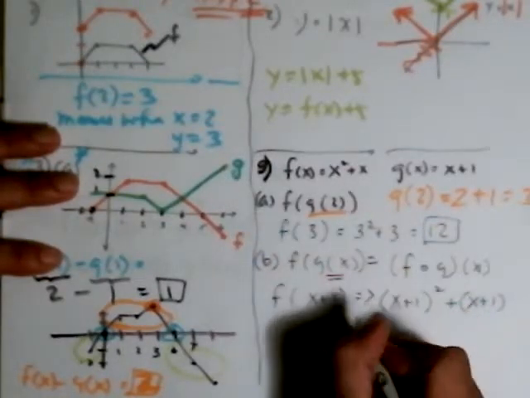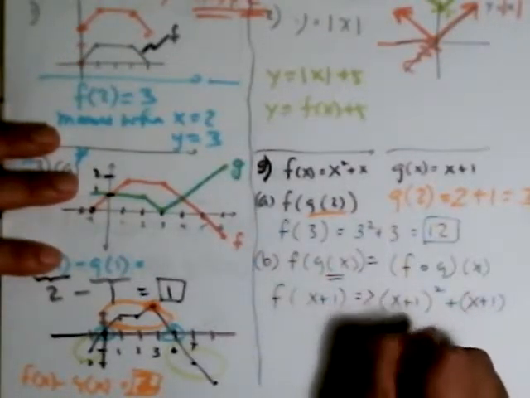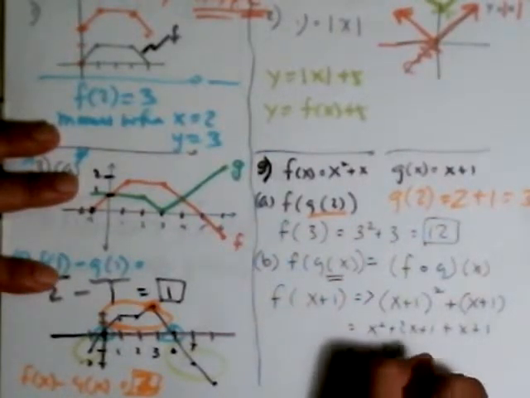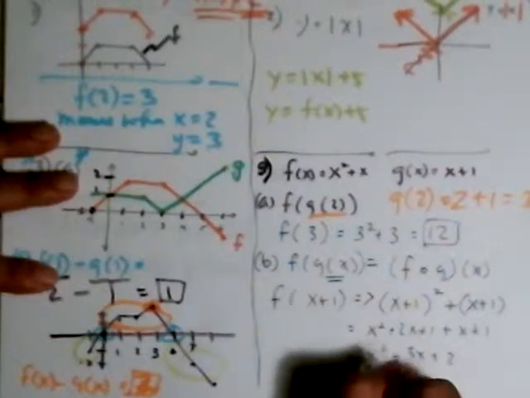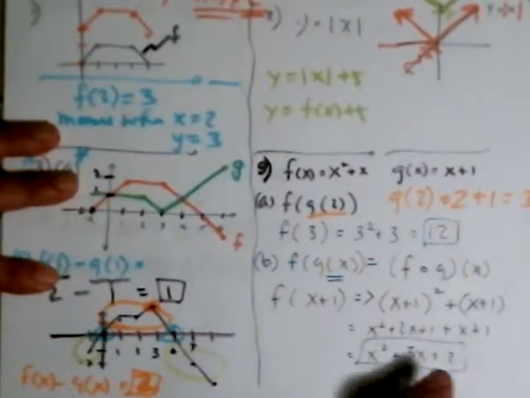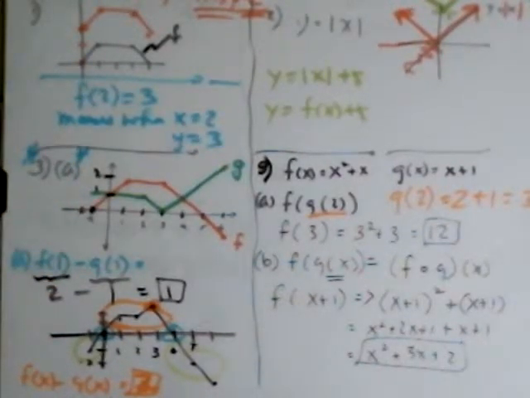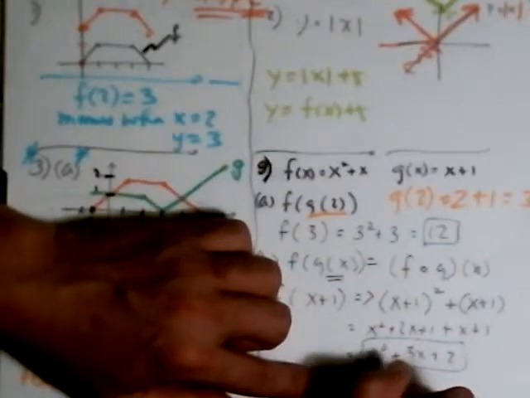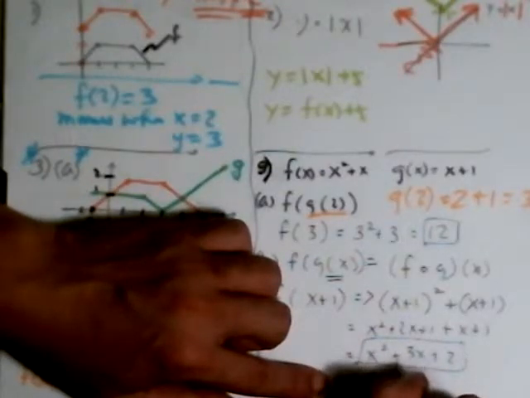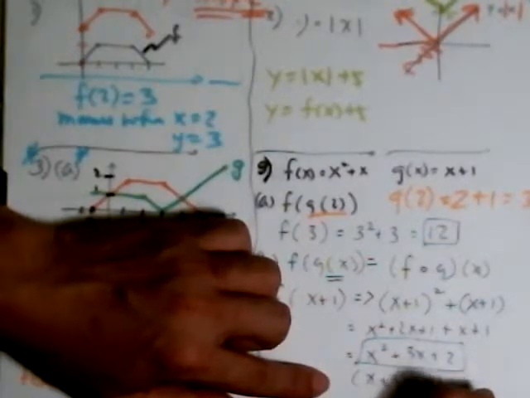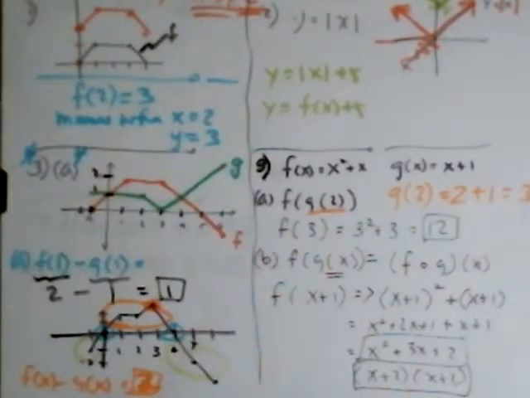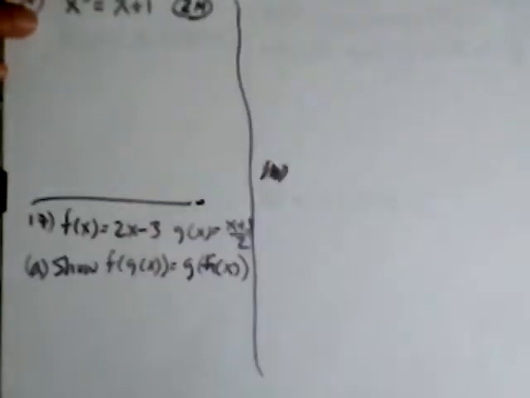Distribute that out. It becomes x squared plus 2x plus 1 plus x plus 1. Becomes x squared plus 3x plus 2. You can factor that if you want, but you don't really need to factor it. Let's factor that, so it'll be x plus 2 and x plus 1 in factored form. Okay. Next one.